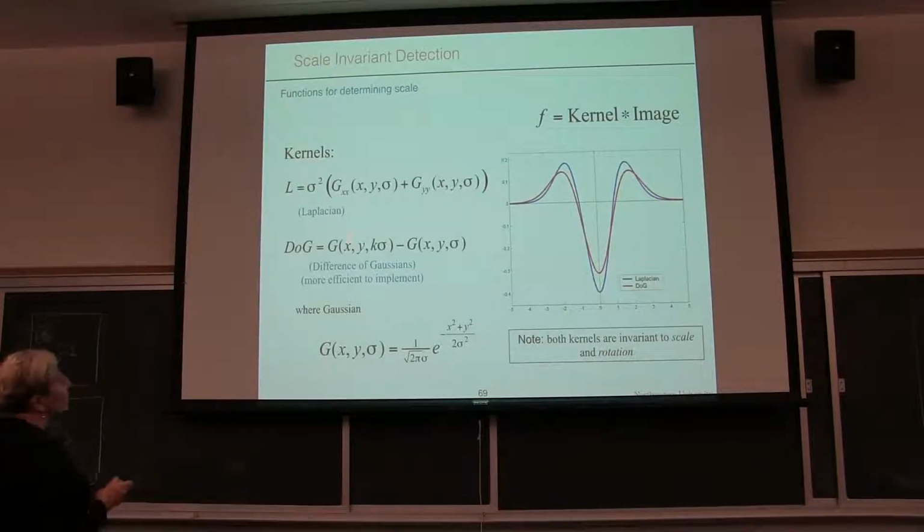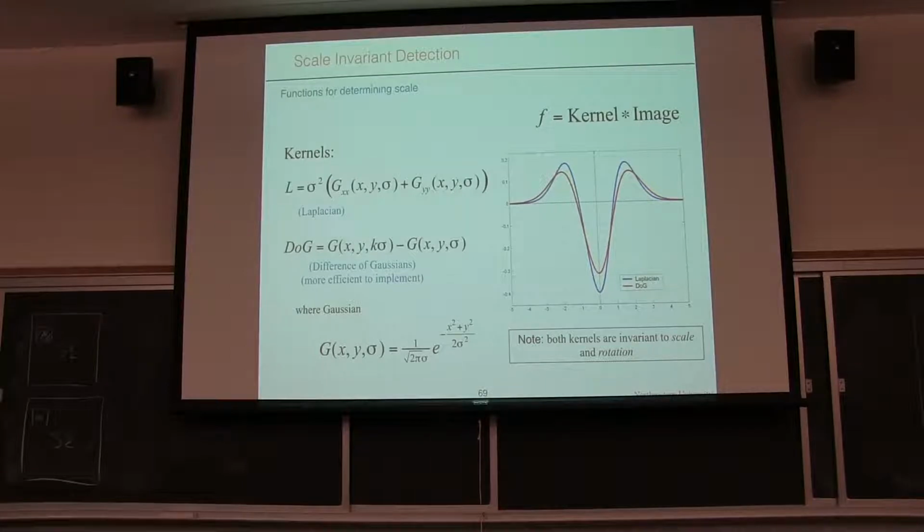So instead of having to apply these Laplacians, what we could do is smooth with Gaussians. We smooth with a Gaussian with a sigma equal to sigma, and we also smooth with a sigma k times that sigma. Why might that be cheaper than doing this?